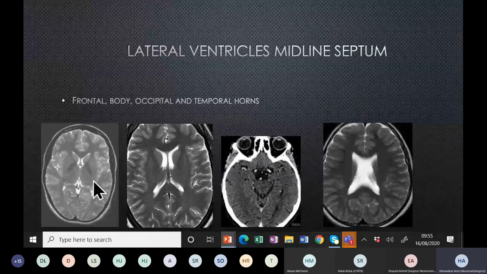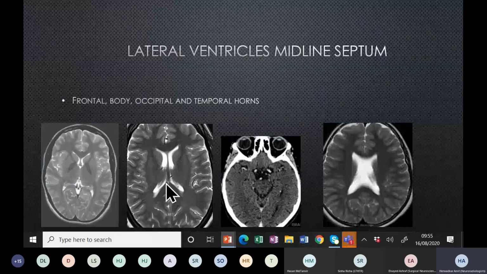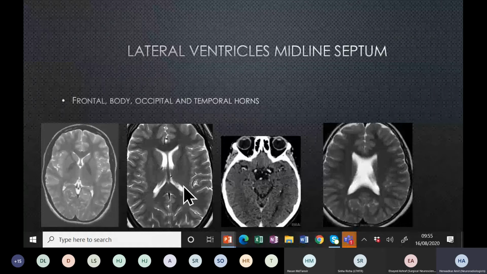So here we have the lateral ventricles, again the frontal horns, the occipital horns at the back, and the temporal horns, which are around about over here. It's difficult to understand the continuation of the temporal horns with the body, but they communicate roundabout in a very arc-like fashion through an area called the atrium of the lateral ventricles.